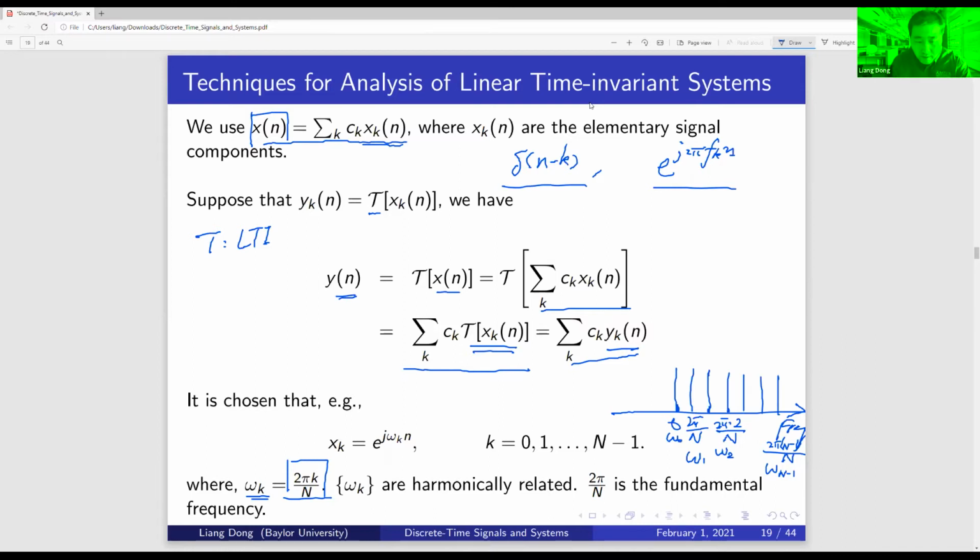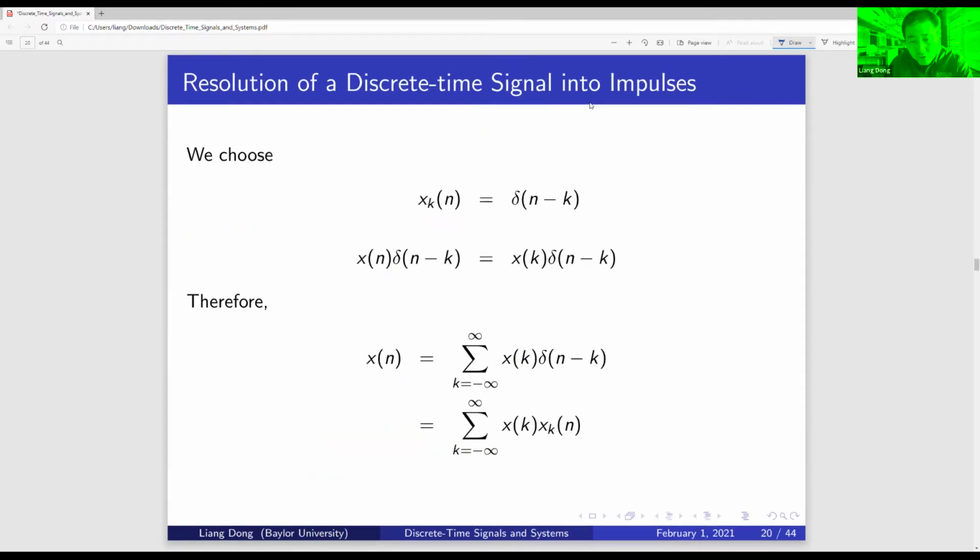But this is one way of choosing the elementary signal. Later we will know that this is a Fourier transform, a discrete Fourier transform. Let's choose another elementary signal, which is the delta. It's simpler. So that's another way we can decompose the input signal. We just simply choose this as a delta function.